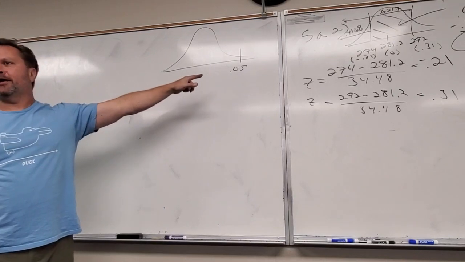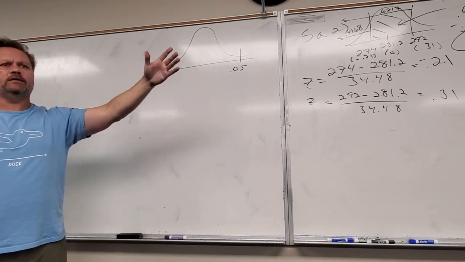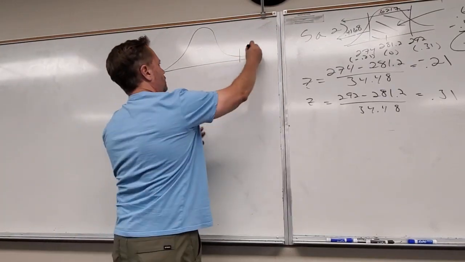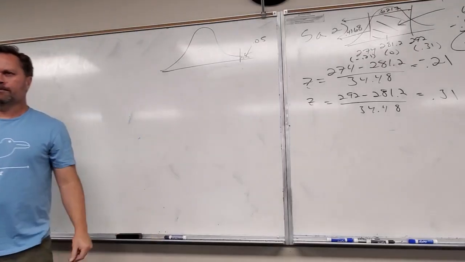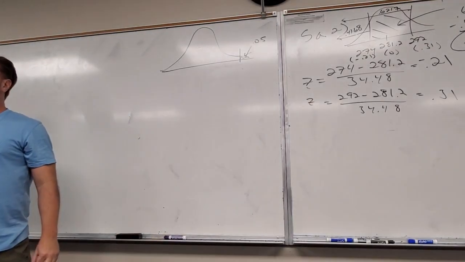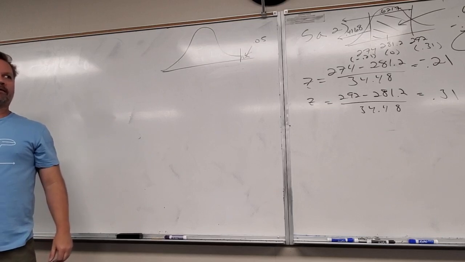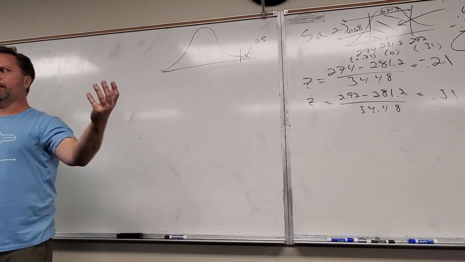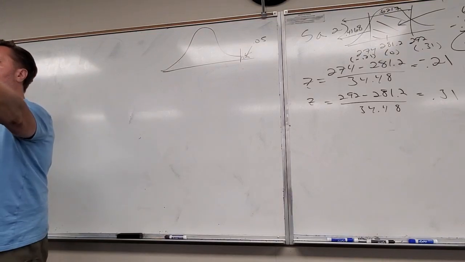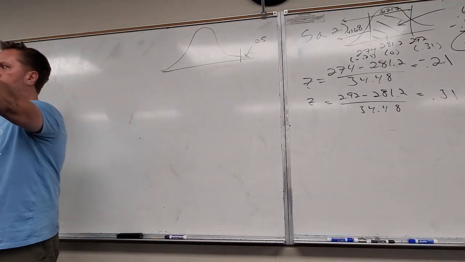Is that a z-score then? No. 0.05, is that a z-score? No, it's a percentage. 0.05 is in there, right? So I want to know a weight that would put somebody up there. So I can't go directly to weight. I can go from percentage to z-score though, right?